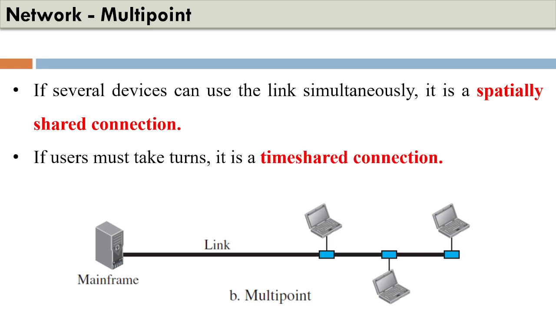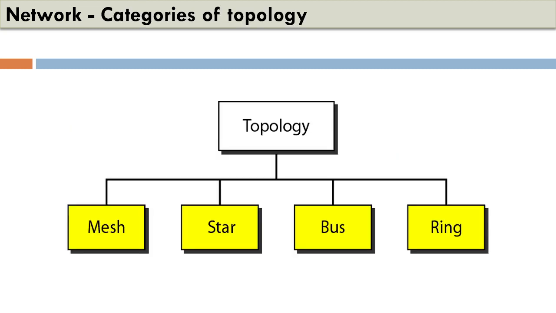And if the users or the nodes take turns to access the link, then it is a time-shared type of connection. Now let's move on to the next part, where we study the categories of different physical topologies. Here we can see there are basically four.